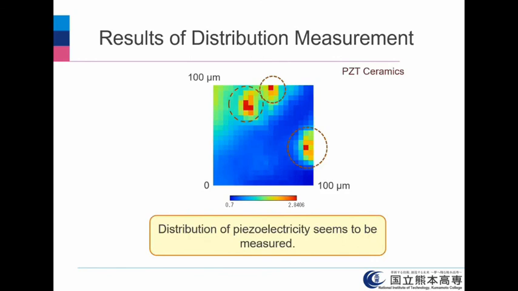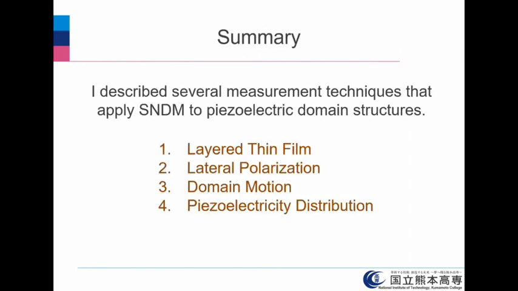This is an experimental result. The sample is PZT ceramics and the measured area is 100 micron square. As shown in this image, the distribution of the piezoelectricity is measured. In summary, I described several measurement techniques to measure the piezoelectric domains, like that.